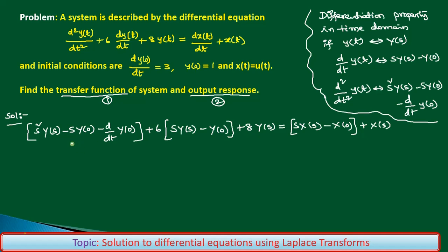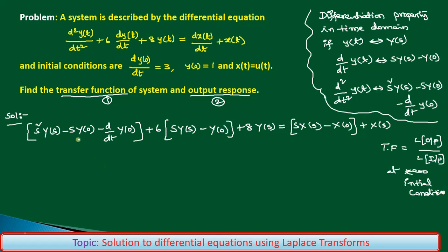Now observe the expression: s square y of s, and y of 0, the derivative of y of 0, and all this. As a first part, we will try to find the transfer function. The transfer function definition is the Laplace transform of output by Laplace transform of input at zero initial conditions. All the initial conditions we consider as zeros.